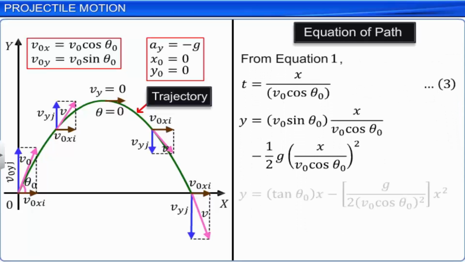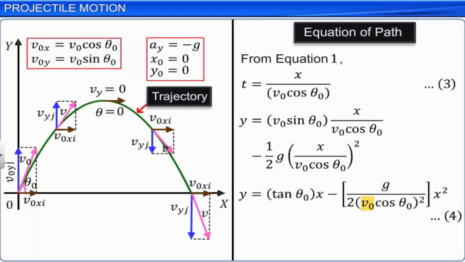y is equal to tan theta 0 into x minus g divided by 2 into v0 cos theta 0 square into x square. Let this be equation 4. In this equation, tan theta 0 and g divided by 2 into v0 cos theta 0 square are constants, as g, theta 0 and v0 are constants.